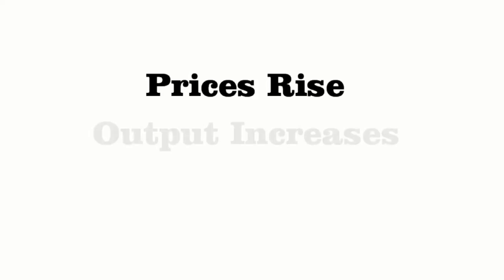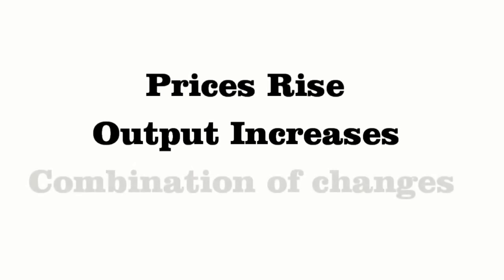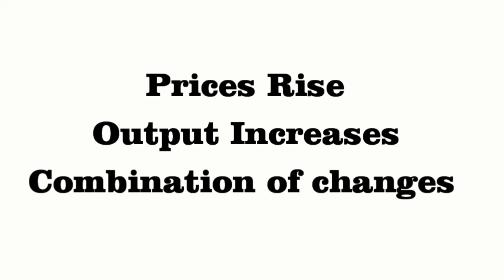So what would happen if we use our formula to determine if money supply increased? There'd be three possibilities. Prices could rise, output could increase, or some combination of changes in output and prices to balance the equation.